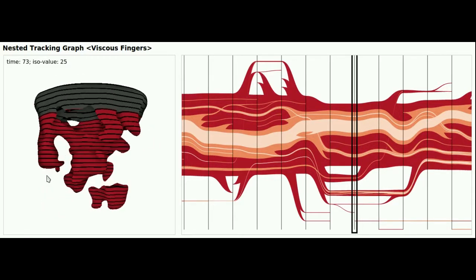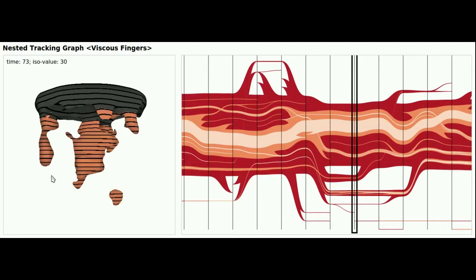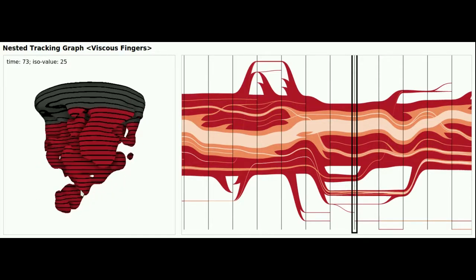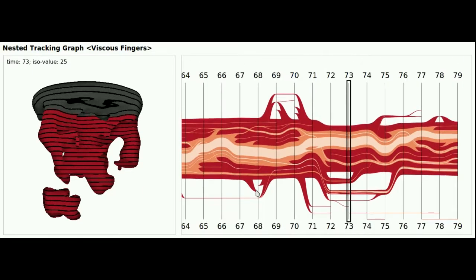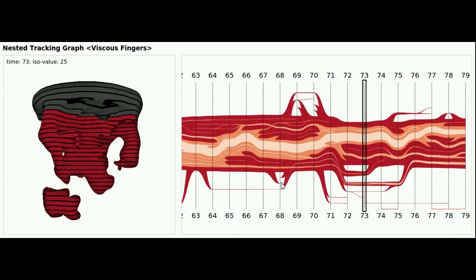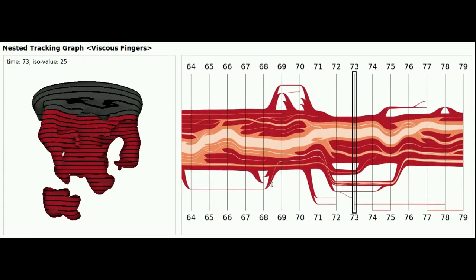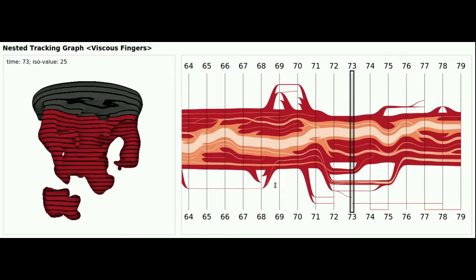In our approach, we compute the tracking graphs for each of these levels, and then we use this nesting hierarchy of the components to plot the tracking graphs inside each other. This enables us to follow the evolution of components for different levels simultaneously, while we also see their nesting hierarchy.